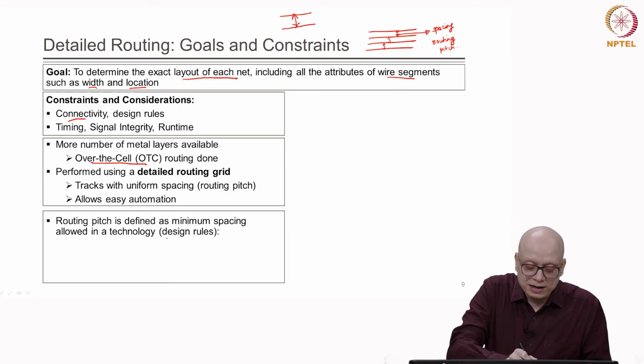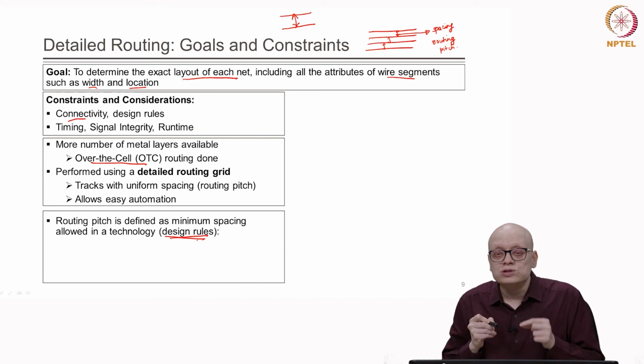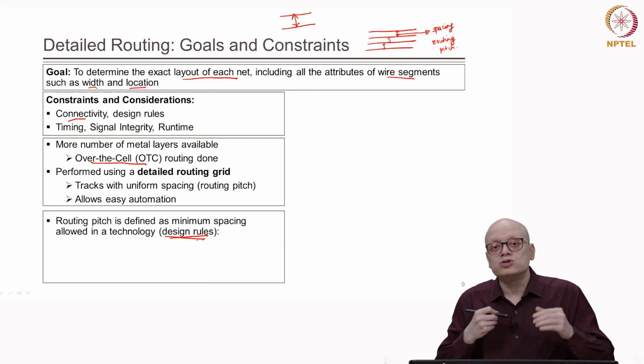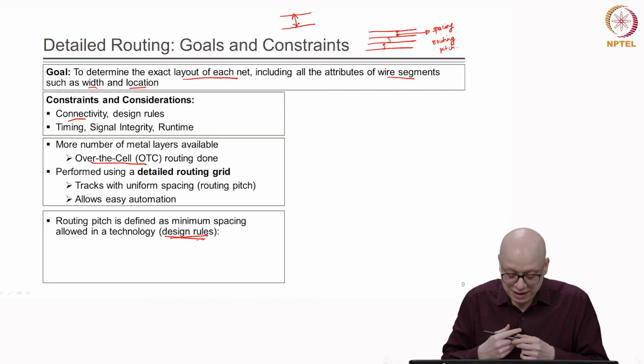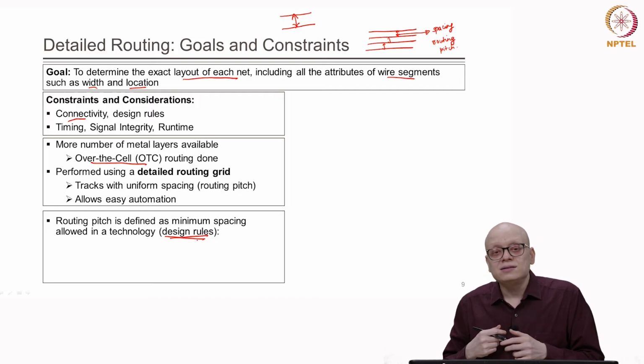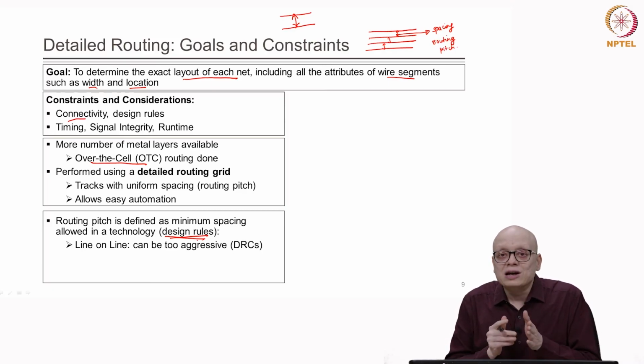So, those are coded in as design rules. The foundry gives us design rules in which the information is what the minimum spacing should be between two wires of a given width. And given these design rules, there are still many choices available. For example, what we can do is define the routing pitch as the minimum distance between two lines that is allowed by the technology.